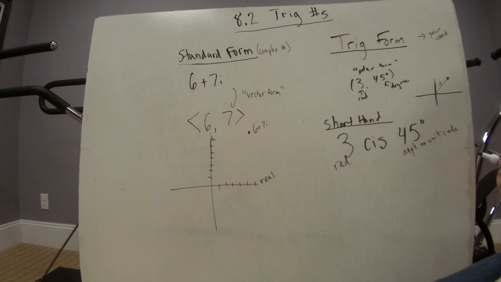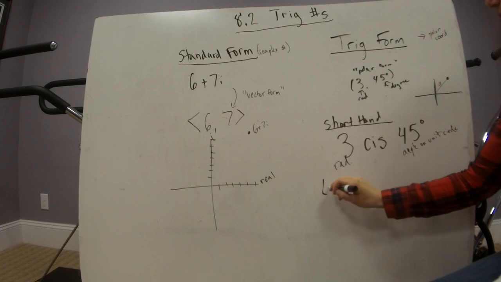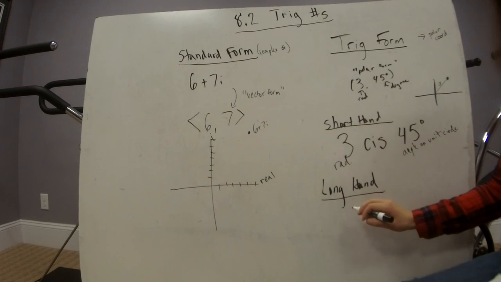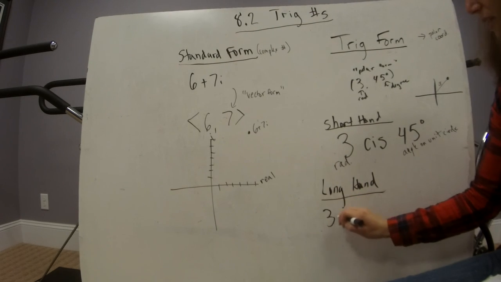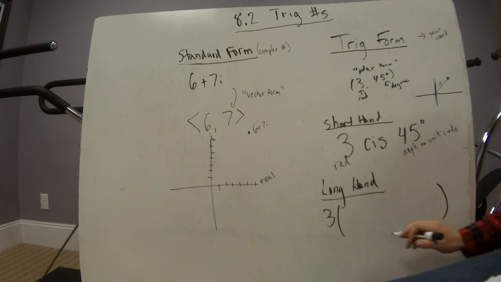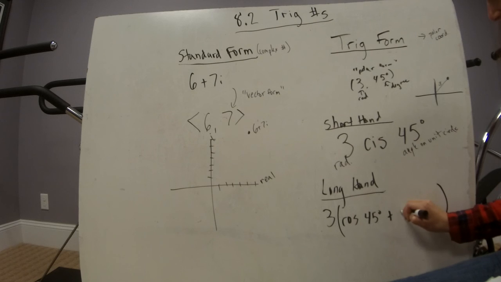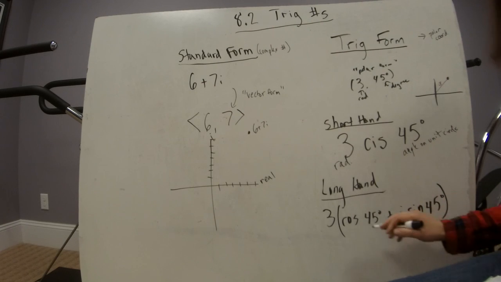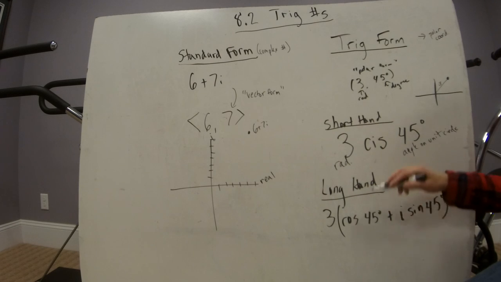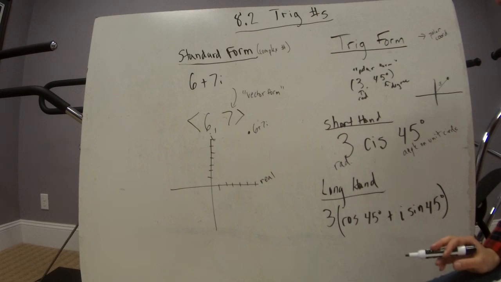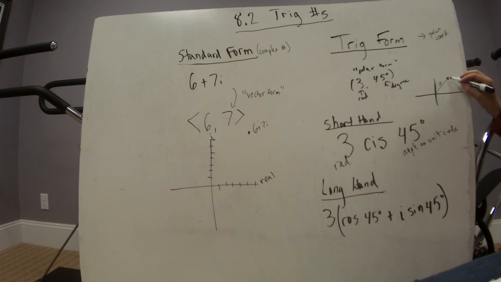Now, longhand, if you want to know how they're writing those, I know this is crazy, but they put the radius out front, and then they write cosine 45 plus i sine 45. And you might be wondering, why did they do that? Why is there shorthand, longhand, what's standard, what is going on? Well, think about this.